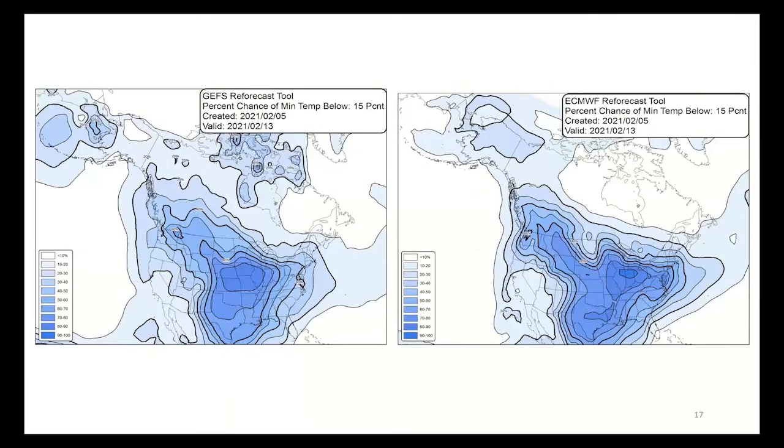So here are the GEFS and European reforecast tools 8 days in advance, showing probabilities as high as 70 to 80% that minimum temperatures fall in the lowest 15th percentile. I didn't include it here, but the tool also gives us the chance to see what the probabilities for near record cold are. And there was also a pretty strong signal for the record cold to occur across the Great Plains and Midwest around February 13th and 14th.